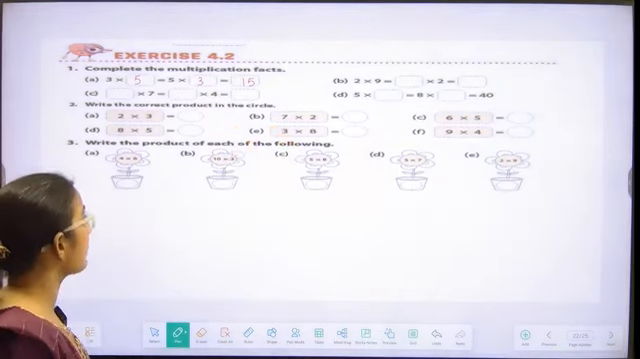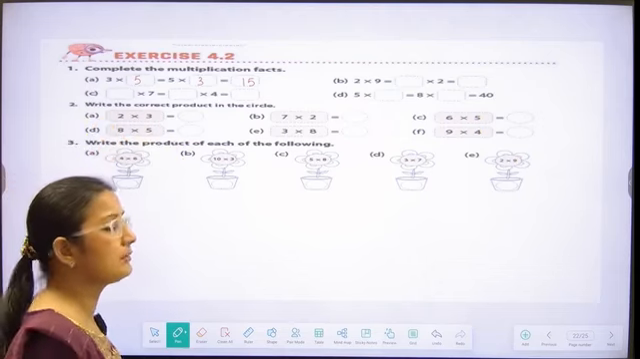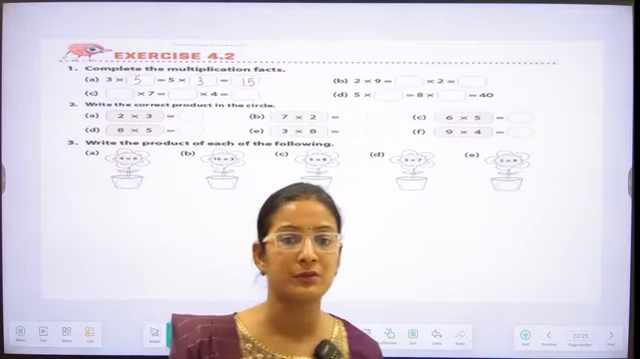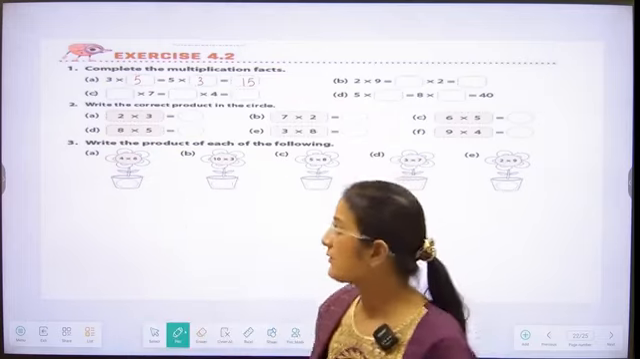Now moving to the second one, write the correct product in the circle. Now what we have to do? We have to write the correct product after doing the multiplication. Let's do the first one.